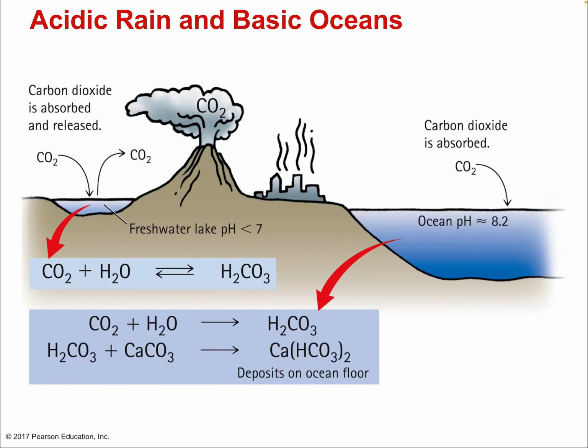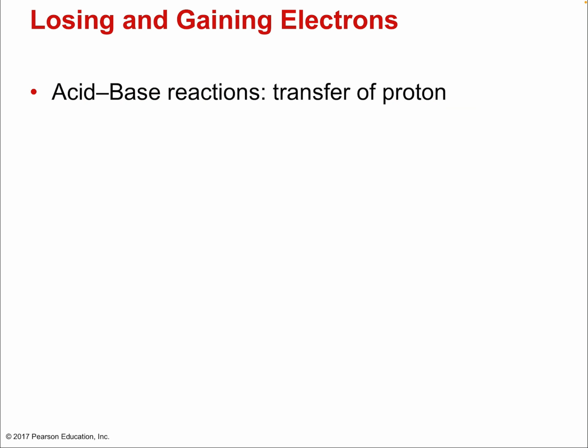As far as freshwater lakes with a pH that's less than 7, so acidic lakes, they basically aren't carbon dioxide sinks. They absorb and release equal amounts of carbon dioxide. On the other hand, the ocean is basic, and although it's becoming gradually more acidic, as a whole the ocean is basic. Therefore, it is a carbon dioxide absorber. Okay, up to a point.